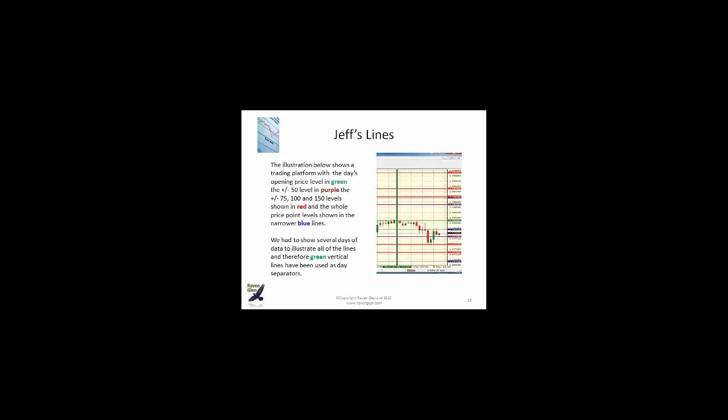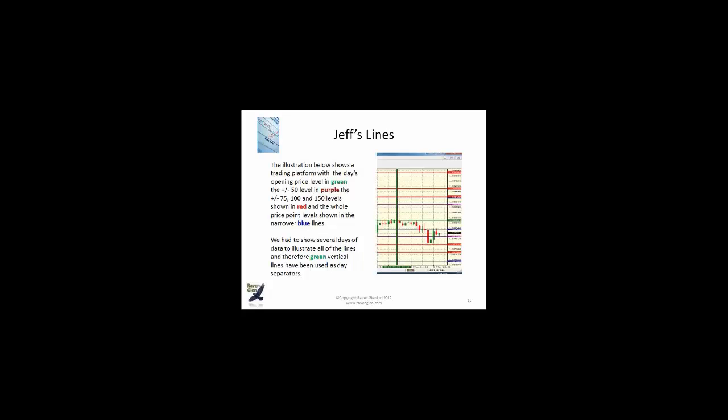This slide shows Jeff's lines in place. So the green line, the vertical green line, is the 10 o'clock on the previous evening opening of the market time. The horizontal green line is the price at 10 o'clock last night, and you can see purple lines either side of the green line. That represents 50 pips plus or minus. Then to the outside of both of those we've got 75 pip red lines, and thereafter again 100 pip red lines.